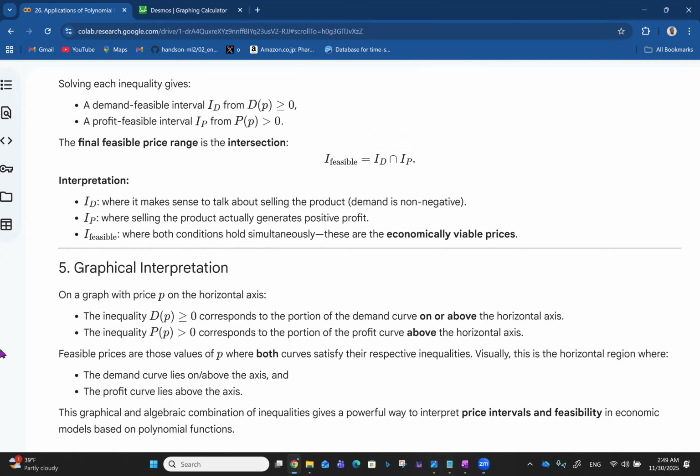Now the graphical interpretation. On a graph with price P on the horizontal axis, the inequality D of P greater than or equal to 0 corresponds to the portion of the demand curve on or above the horizontal axis. The inequality P of P greater than 0 corresponds to the portion of the profit curve above the horizontal axis. So feasible prices are those values of P where both curves satisfy their respective inequalities. Visually, this is the region where the demand curve lies on or above the axis and the profit curve lies above the axis. This graphical and algebraic combination of inequalities gives a powerful way to interpret price intervals and feasibility in economic models based on polynomial functions.